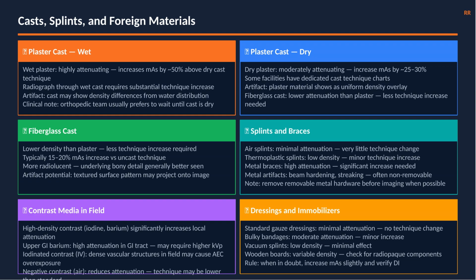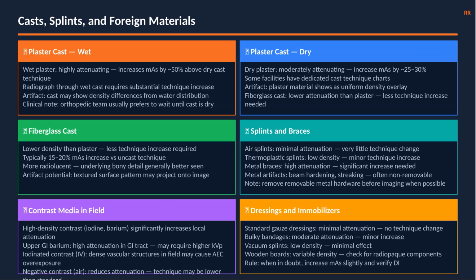Dry plaster cast, moderately attenuating. Increase MAS approximately 25 to 30% above uncast technique. Some facilities maintain dedicated cast technique charts. Fiberglass cast, lower density than plaster. Approximately 15 to 20% MAS increase. More radiolucent. Underlying bony detail is generally better visible.